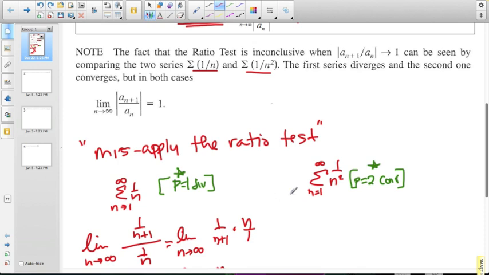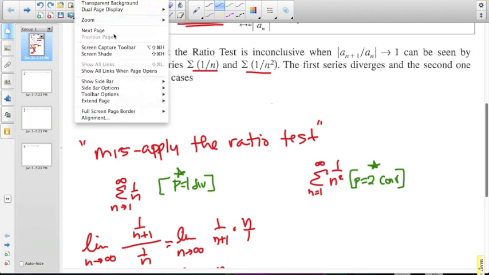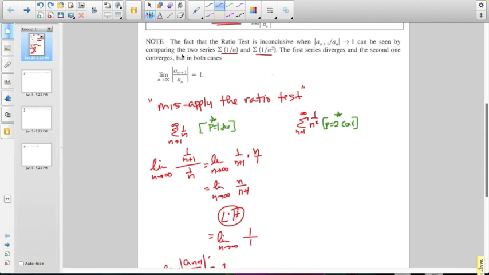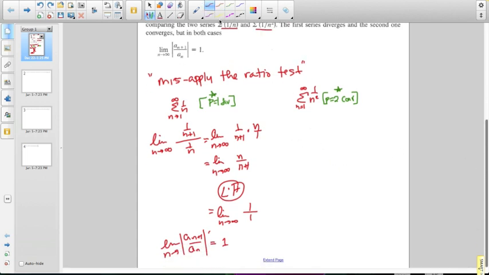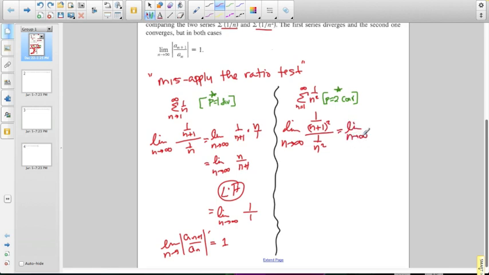So let's come back and look at this one. Let's zoom out here so we can get the whole page. So let's come back then and look at the 1 over n squared scenario. We take the limit as n approaches infinity of 1 over n plus 1 quantity squared over 1 over n squared. So that's the limit as n goes to infinity of 1 over n plus 1 quantity squared times n squared over 1.